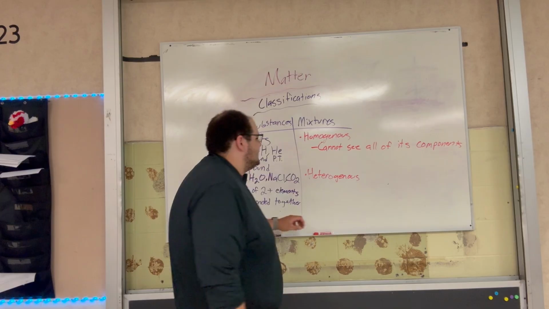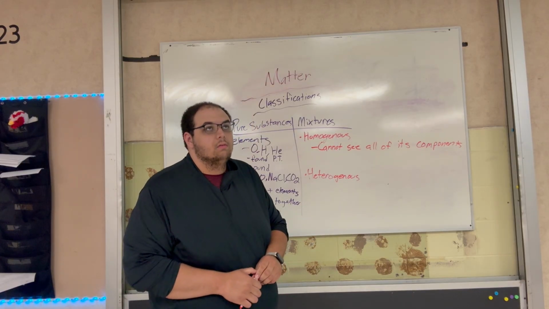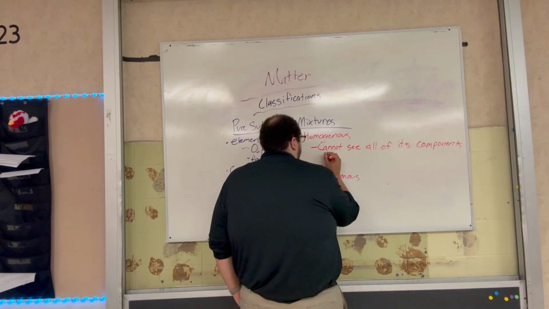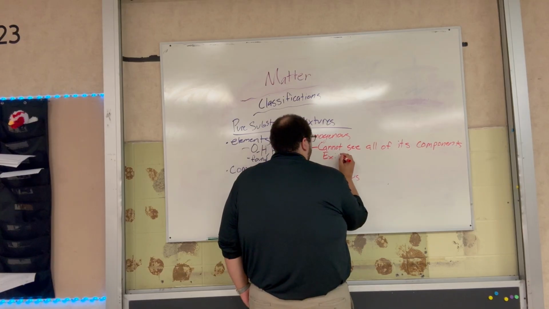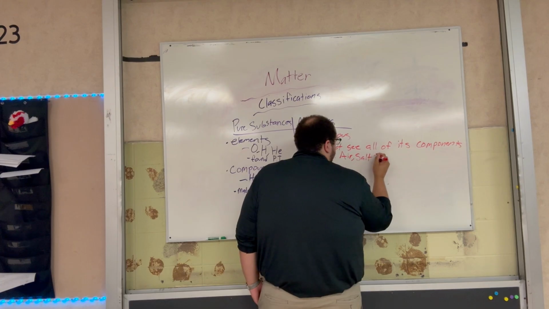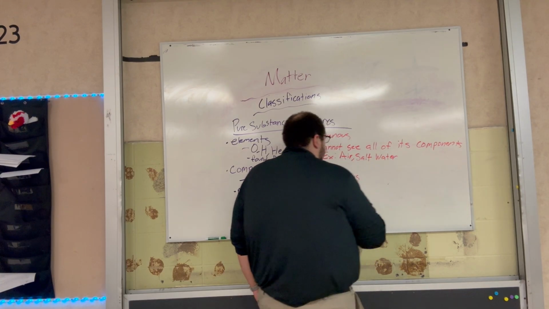What's the biggest homogeneous mixture on Earth? Salt water. Ocean. Yeah. Air. There's a lot of, I don't know. But I will also accept salt water, or sugar water, whatever.